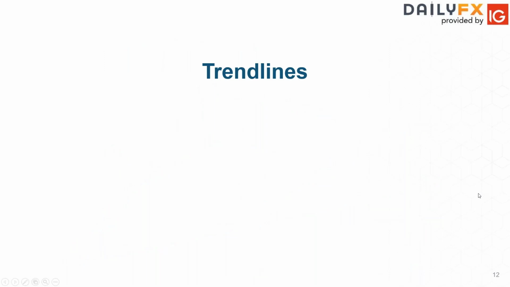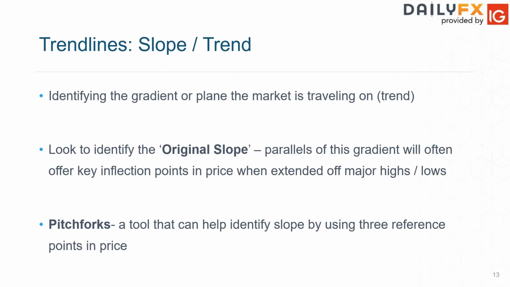Quick note on basic trend lines. I know that Todd touched on this briefly, but when we're looking for trends, what are we doing? Again, we're identifying the gradient or the plane that the market is traveling on. Very simply put, the trend, right? You'll often hear it said the trend is your friend, but identifying the trend is just a small portion of what we're trying to do when we're analyzing these price charts.